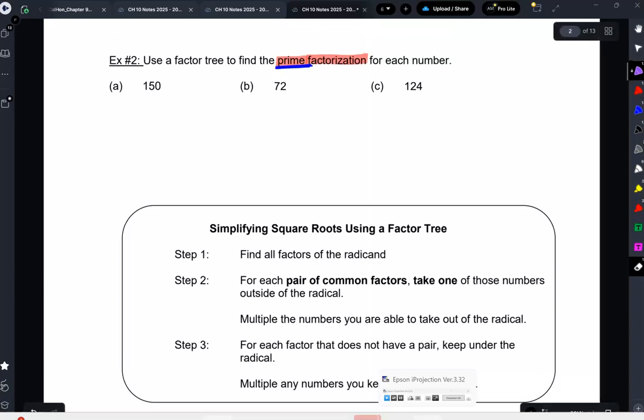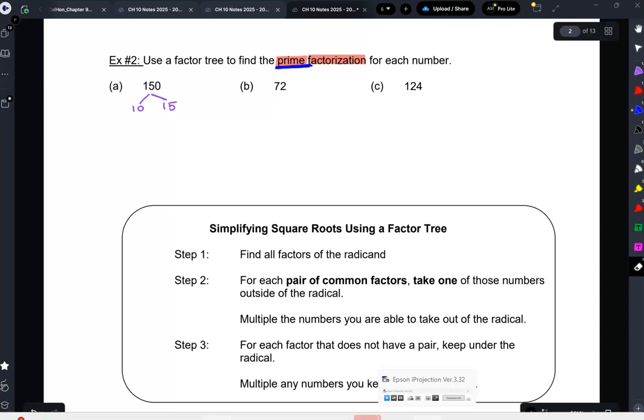You know what? Since it ends with a 0, I'm going to divide by 10. So if you divide 150 by 10, what do you get? 10 and 15. So you know how this is 10 times 15? I just write it as 10 and 15, like this. Now, is 10 a prime number? Is 15 a prime number? So we got to go more.